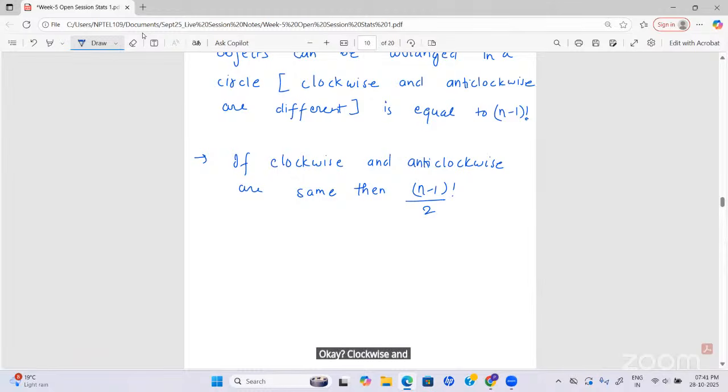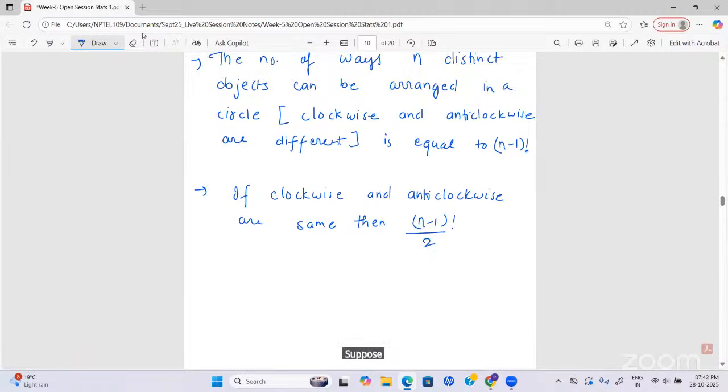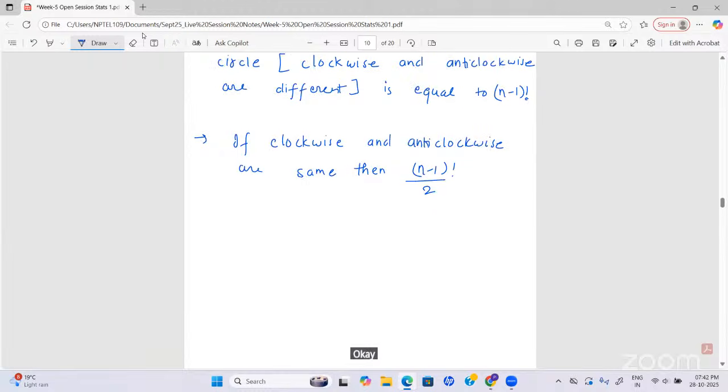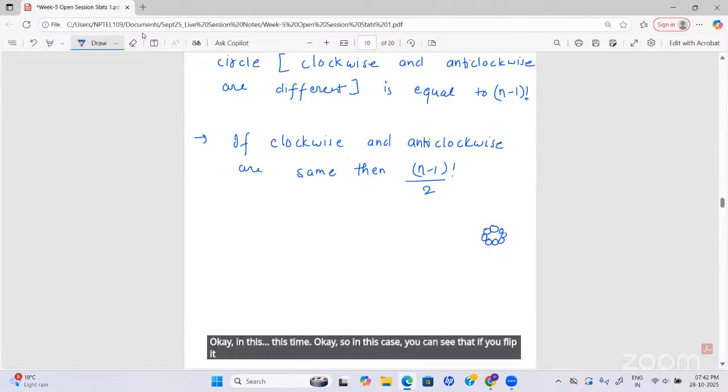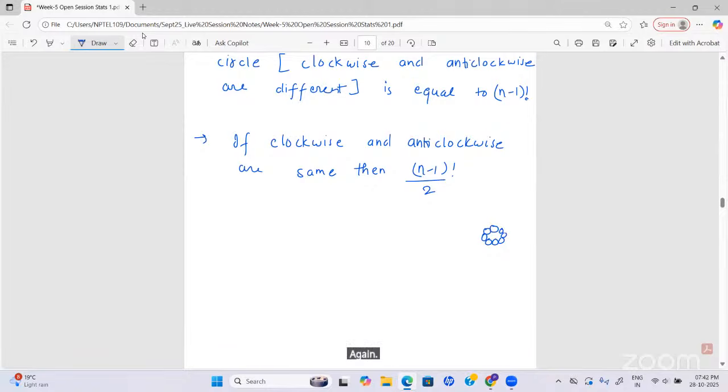When clockwise and anti-clockwise are same, there are a few examples. Suppose you are making a bracelet or a necklace of beads. In this case, if you flip it, the bracelet will be the same. It will not change. So here the clockwise and anti-clockwise thing does not matter. In these kinds of scenarios, we take that clockwise and anti-clockwise are same.